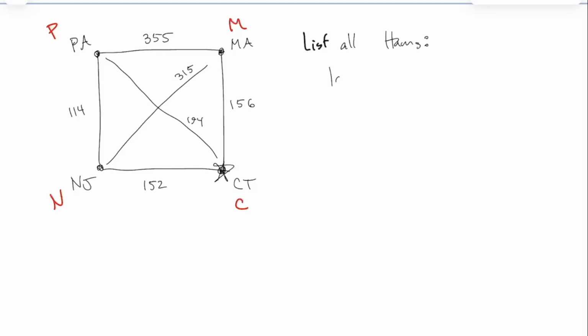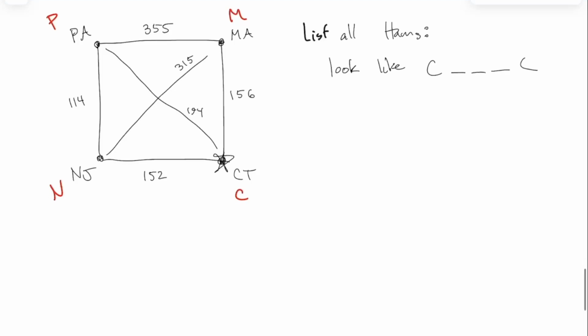So they all look like C something something something C, right? Because we want to start and end at my house in Connecticut. And then the other 3 just go in there in some ordering, and they can be any possible ordering. For 3 things, there are 6 different ways that we could order them. So it's not so bad to actually list them all out.